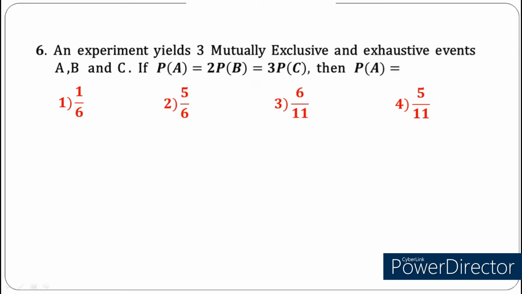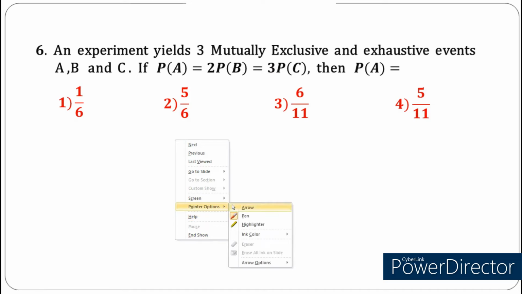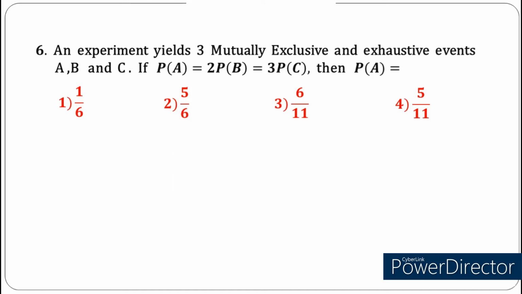Let's see the next question. An experiment yields 3 mutually exclusive and exhaustive events A, B, C such that P of A equals 2 times P of B, equals 3 times P of C, and they have asked P of A. Mutually exclusive means there is no common element between A and B, or between B and C, or between A and C. Exhaustive means P of A union B union C should be equal to 1.